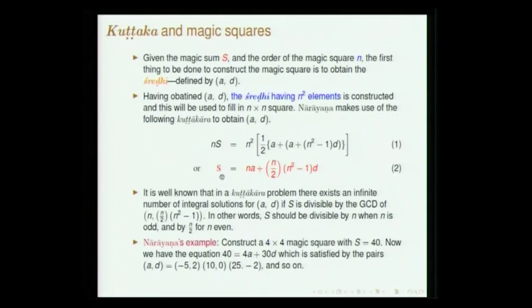All that he gives is this formula. Therefore, we get S as (n a) plus (n by 2) into (n square minus 1) into d. Here n is known, and the sum is also known, that is given to you. You give a sum and then say what should be the dimension of the magic square, 5 by 5, 4 by 4, 3 by 3, whatever. So S and n are given and you have to find out appropriate a and d. This is the problem. You have one equation and two unknowns, therefore it is a Kuttaka problem, fine. So a and d have to be determined.